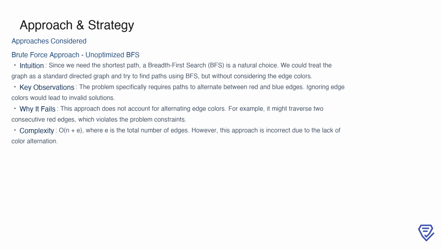However, the key challenge here is that the problem requires paths to alternate between red and blue edges. If we use this brute force method and ignore the colors of the edges, it could lead to invalid solutions. For example, the algorithm might traverse two consecutive red edges, which would violate the requirement for alternating edge colors. While the time complexity for this approach is O(n + e), where n is the number of nodes and e is the total number of edges, it fails to satisfy the problem constraints. Therefore, this unoptimized BFS approach is not sufficient for solving the problem as given.